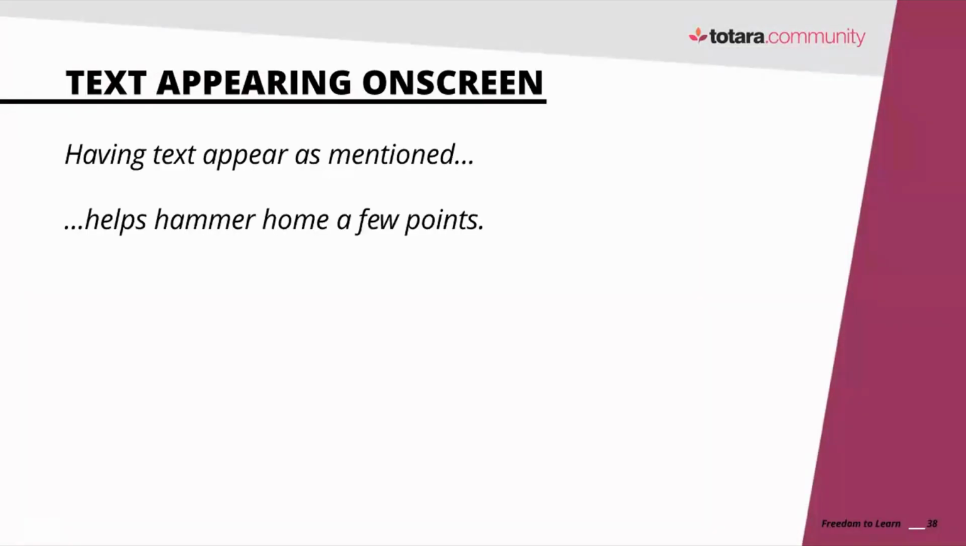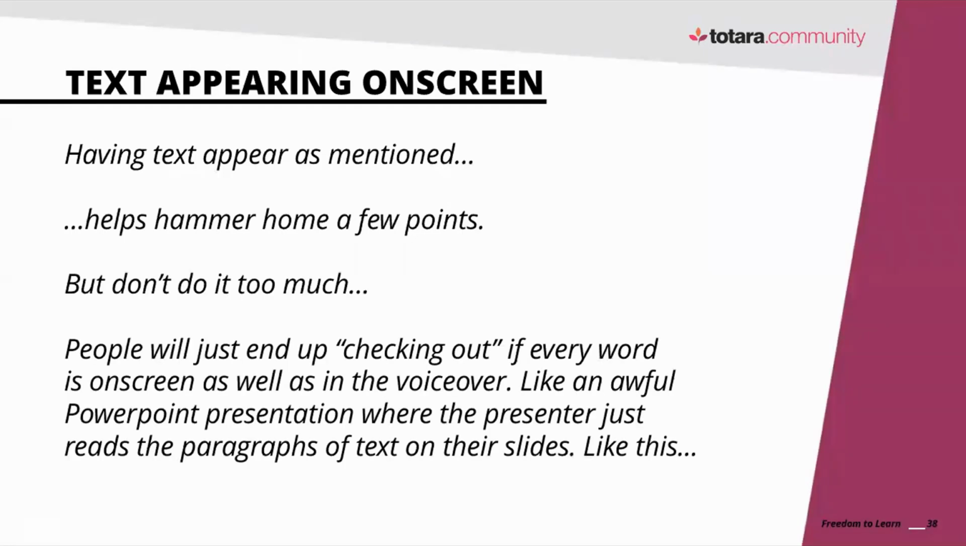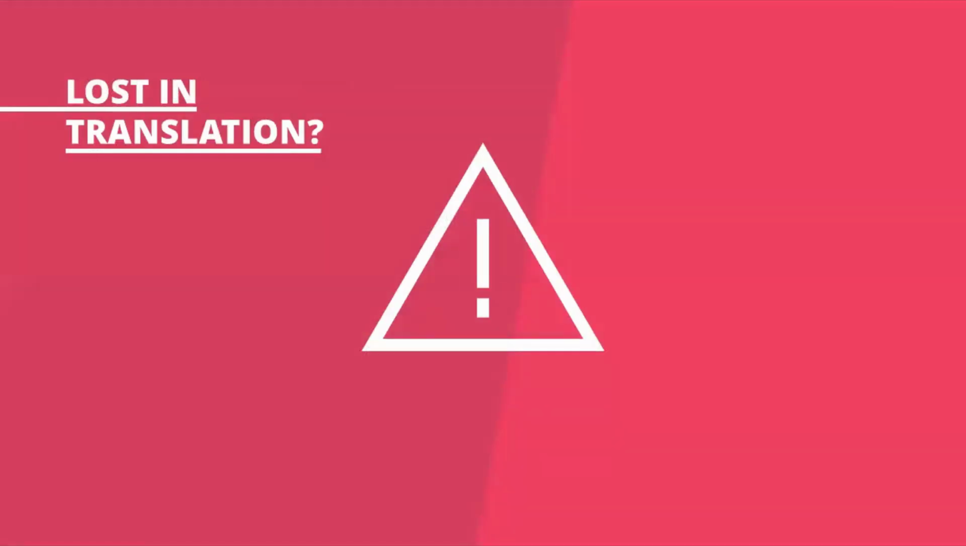So regarding text appearing on screen, having text appear as mentioned helps hammer home a few points, but don't do it too much. People will just end up checking out if every word is on screen as well as in the voiceover, like an awful PowerPoint presentation where the presenter just reads the paragraphs of text on their slides. We've all seen a PowerPoint presentation like that. It's not so great to do that. So use text sparingly, especially if you're going to be translating your animation later on. You might have lots of text and then you've got a huge job to translate all of that and change it later on. And different languages take up different amounts of space. So that might be quite a tough one.